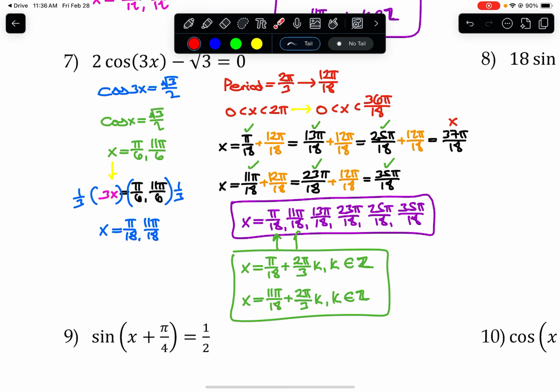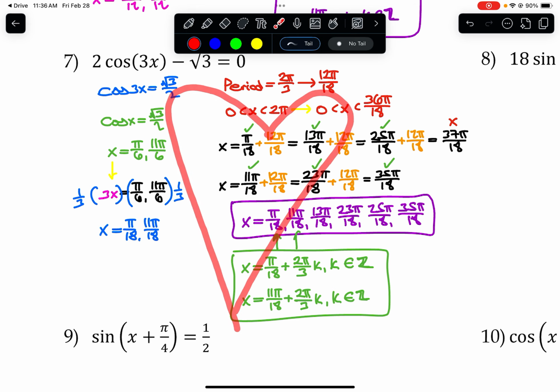So I'm just saying, I love this problem. It's a great problem.